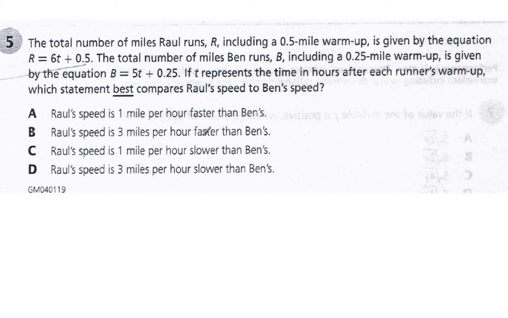Okay. Number 5, total number of miles Raul runs is that equation. Ben runs at this other equation. If t is the time, which statement best compares their speed? So speed, the only thing we look at is this rate per hour. That's speed, right? So Raul's running 6 miles per hour. Ben is 5 miles per hour, which means Raul is faster by 1. That's it. So this is just a little bit of reading.